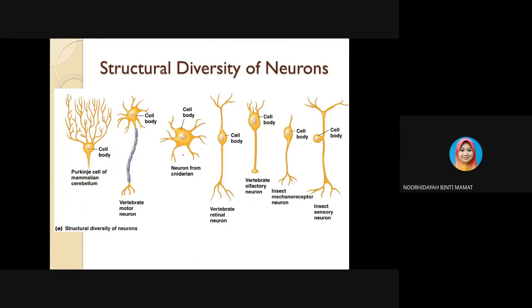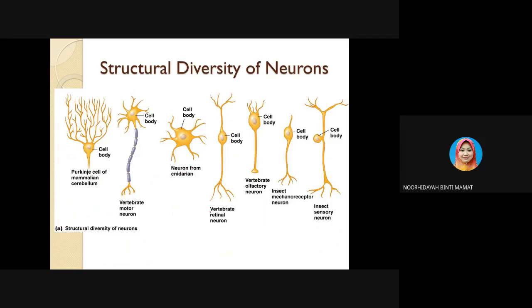So this is the structural diversity of the neuron. The details of each structure are variable. For example, the Purkinje cells. This is the structure of the Purkinje cells of the mammalian cerebellum. They have a lot of dendrites. This is the vertebrate motor neuron. So this is the neuron from the cerebellum.